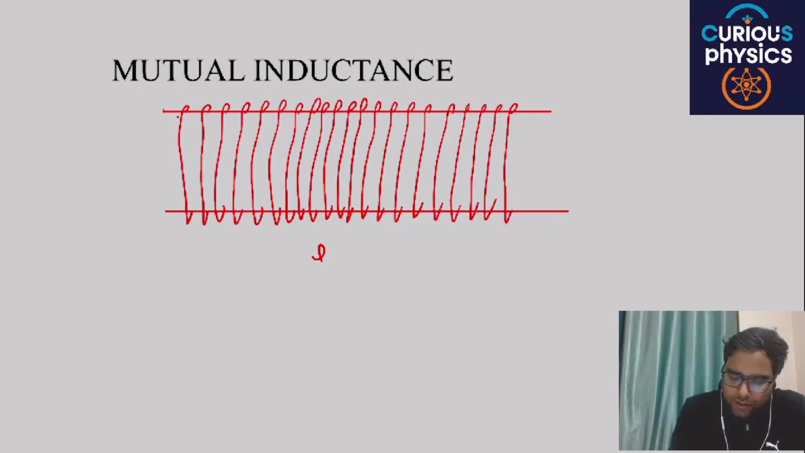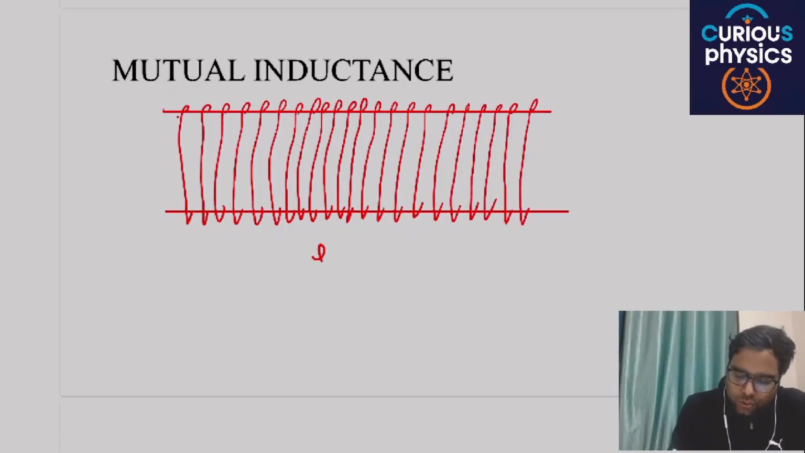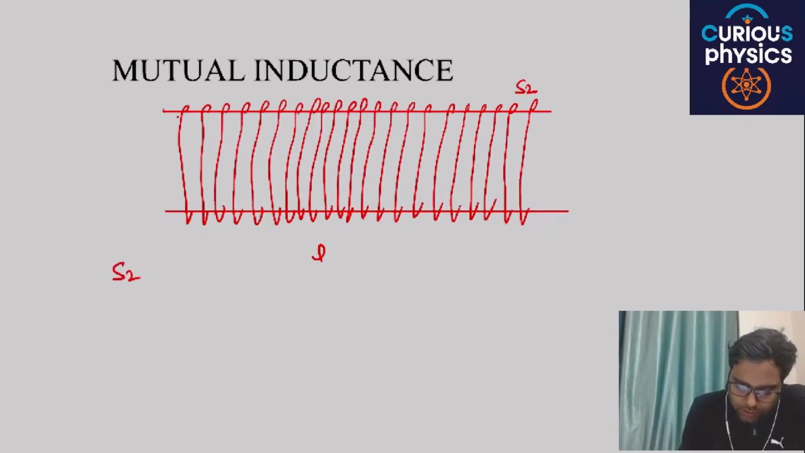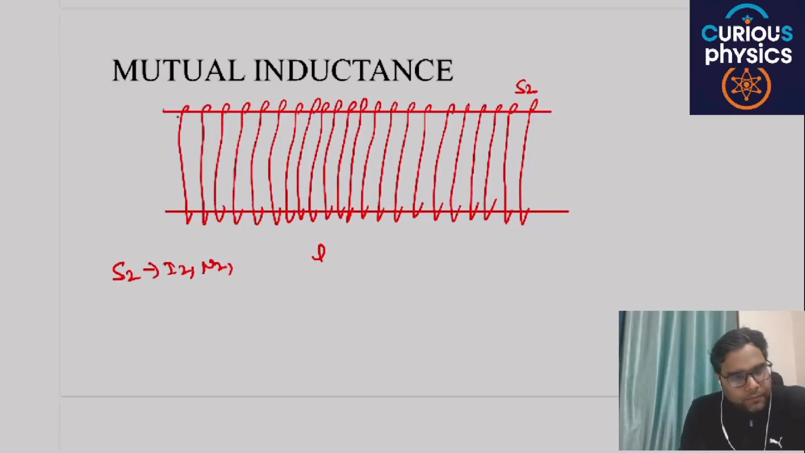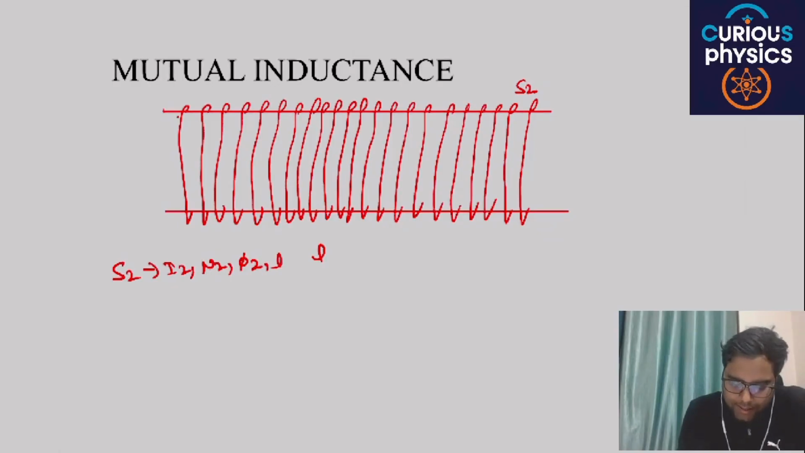This is solenoid 2, S2. In the case of S2, current I2 is passing through this solenoid. N2 is the number of turns, phi2 is the magnetic flux from this particular solenoid, and L is the length. We have introduced another solenoid, and R2 is the radius of this solenoid.